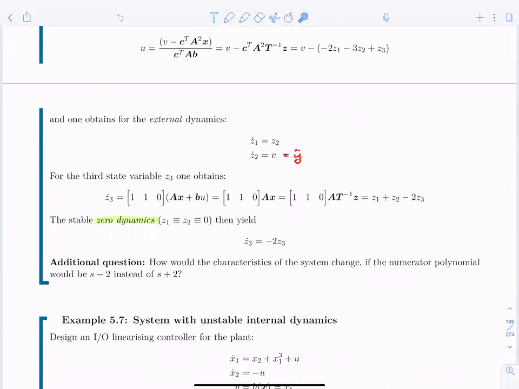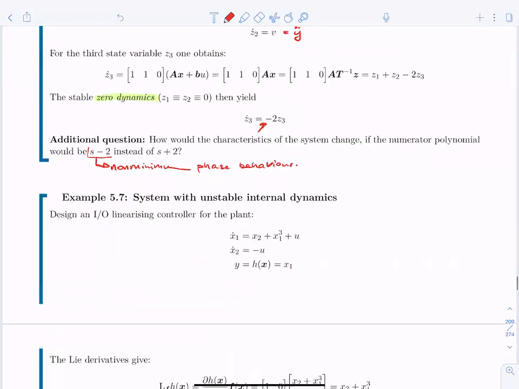Try everything again, and instead of s plus 2 in the numerator, try with s minus 2. So that would be a non-minimum phase behavior. And in German, we know it as Allpass behavior. So it's encountered in many systems. So try this, and then just check what is going to happen here. And this is a good homework.